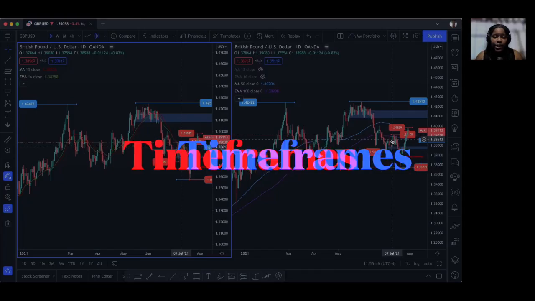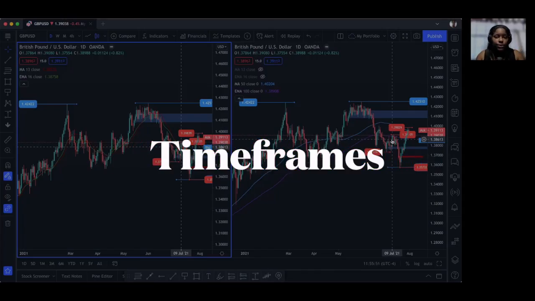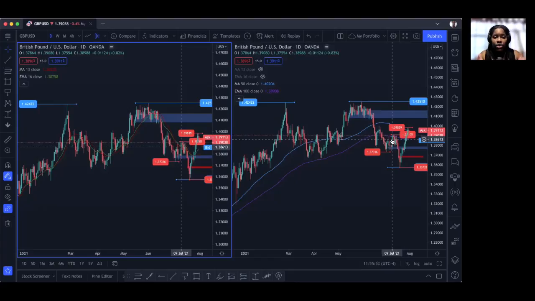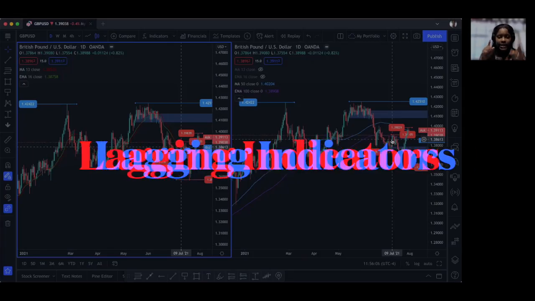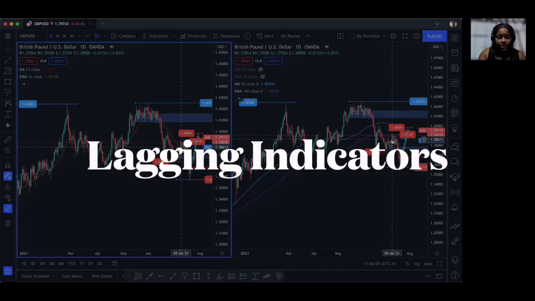Okay, now let's talk about time frames. The different time frames you use, your moving average still measures the same amount of candlesticks. The higher in time frames you go, the less amount of time it's going to cover per candlestick. The lower in time frames you go, the more candlesticks it has to measure, but it's still going to measure the same amount. The reason why these indicators lag as well is because you have to think about it.